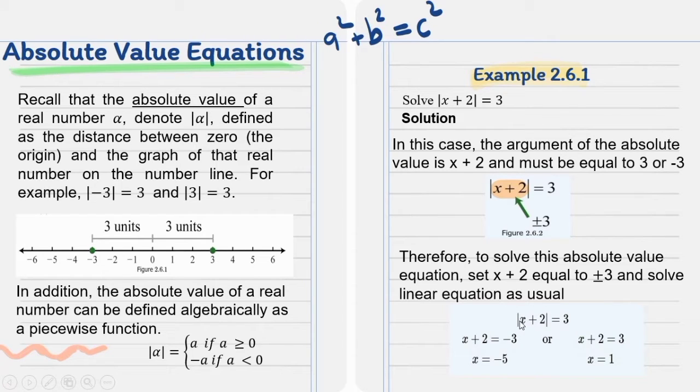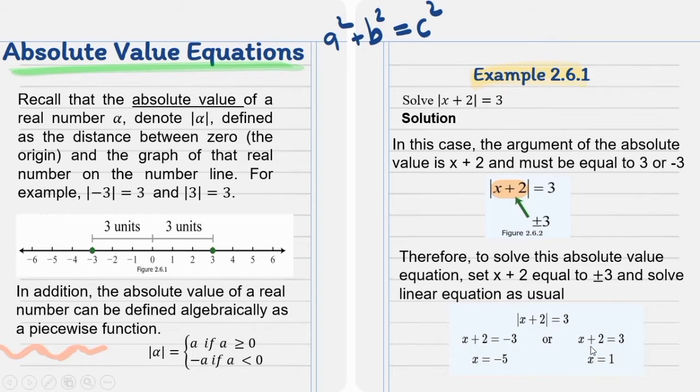Absolute value of x plus 2 equals 3. You make two equations: x plus 2 equals -3 or x plus 2 equals 3. For the first equation, subtract 2 on both sides. The left, subtract 2, and the right, subtract 2. After that, x equals -5, because -3 minus 2 equals -5.